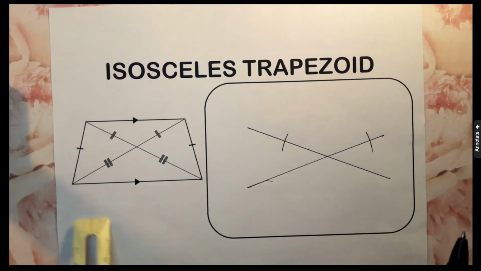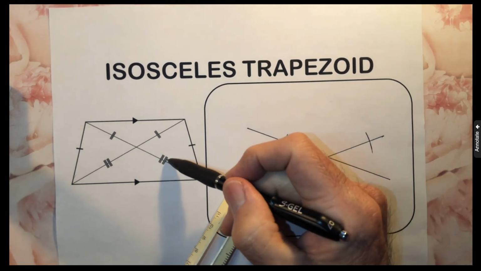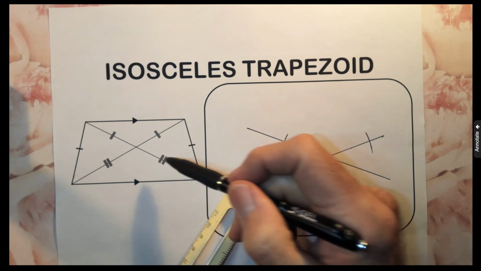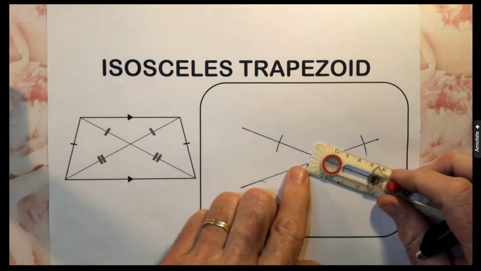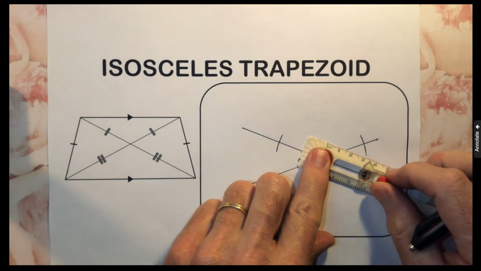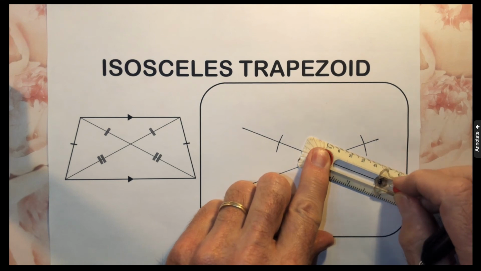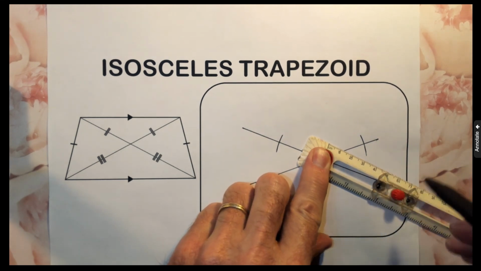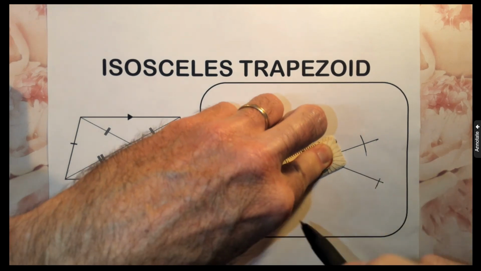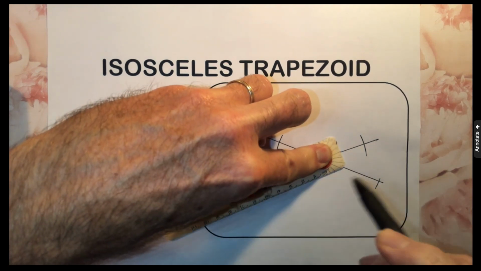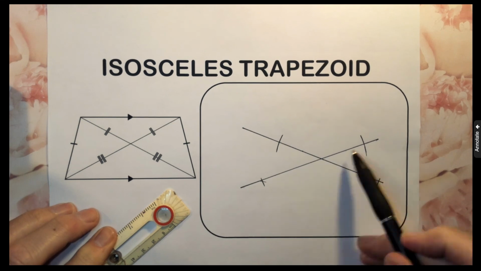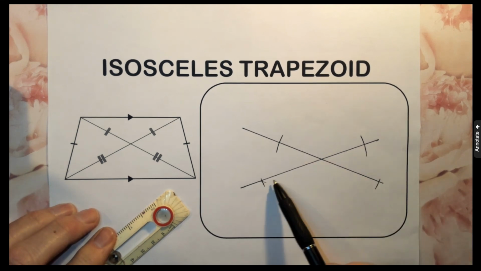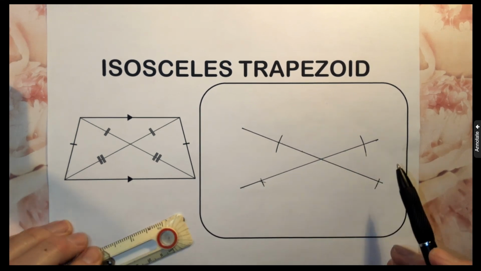Now I'm going to do the same with the bottom. These have two marks instead of one mark, so they need to be a different size. So I'm going to make my compass just slightly larger. So my radius is a little larger than it was for the first two diagonals. So this segment equals that segment, and this bottom segment equals that bottom segment.